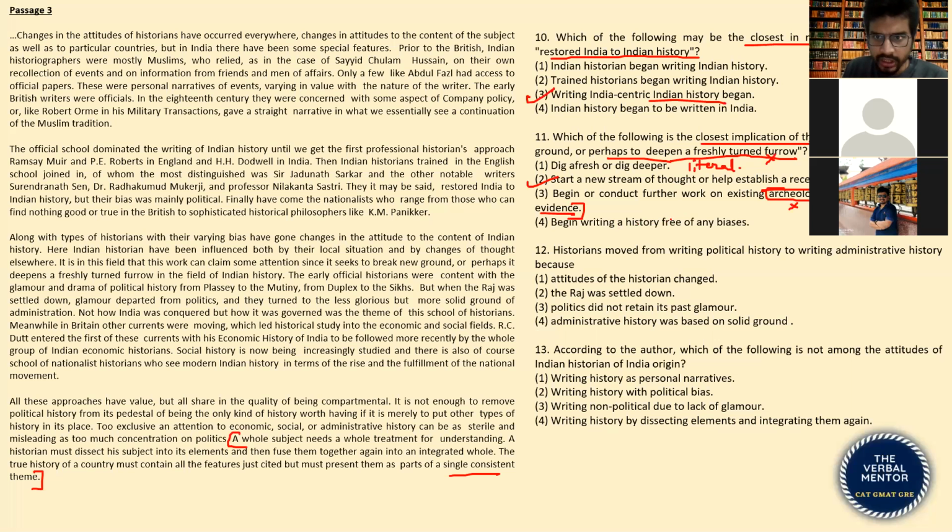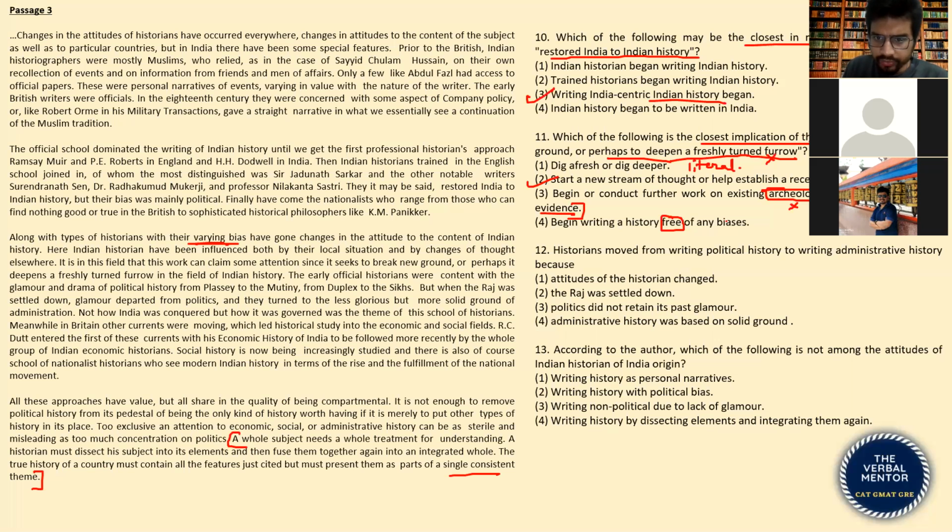Option 4 says begin writing history free of any biases. No. In fact, the gist of the passage is that there have always been biases in the writing of history. Now, these biases have varied with time. Here he says varying biases. Which means earlier the historians were biased towards political history. Now they are biased towards social or economic history. They have never considered history as a comprehensive discipline. They have always considered it in fragmented ways. So bias तो रहा ही रहा है हमेशा.